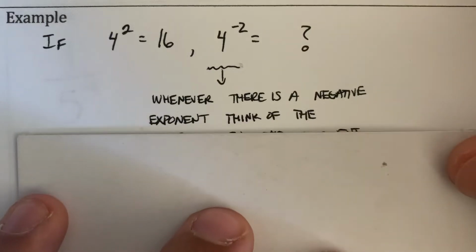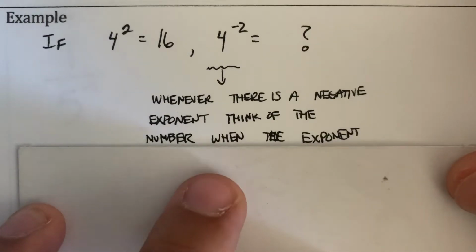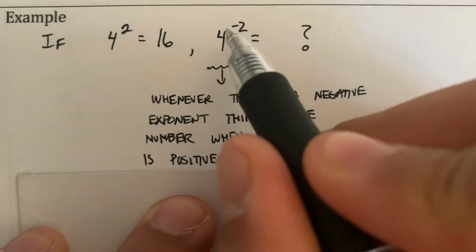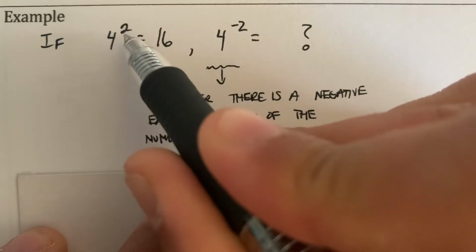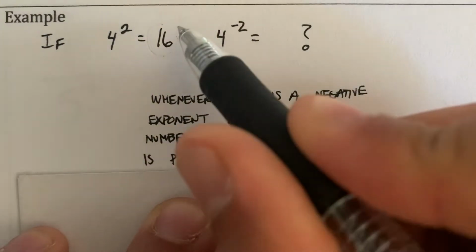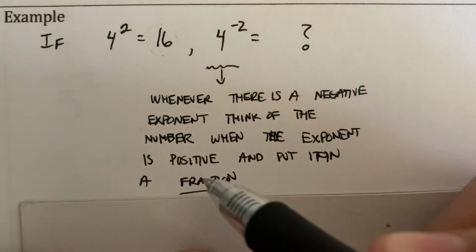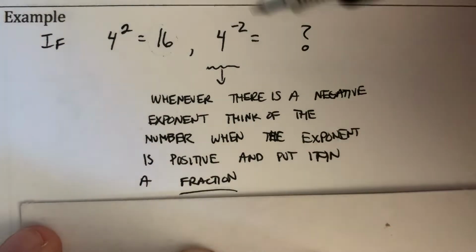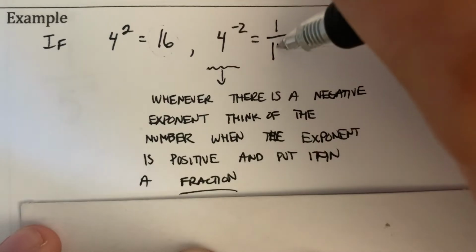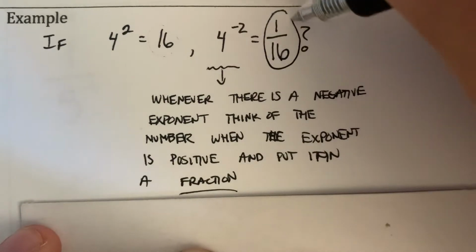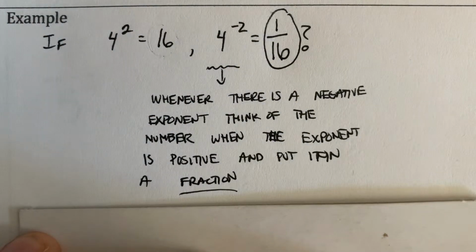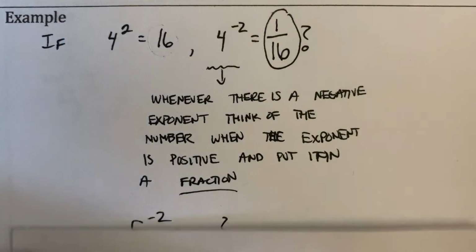Whenever there's a negative exponent, we want to think of the number when the exponent is positive, right? So when this is a positive 2, 4 squared, what's the number we get? 16. All right, so what are we going to do with the 16? We're going to put it in a fraction, right? So that means 4 to the negative 2 is going to equal 1 over 16. That's how we work with negative exponents. Think of the positive version and then put it under a fraction.